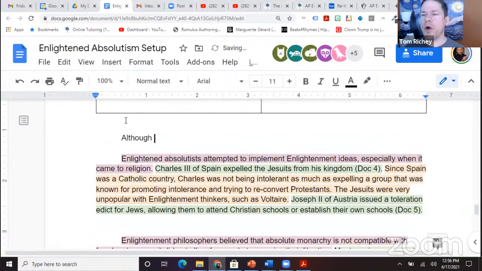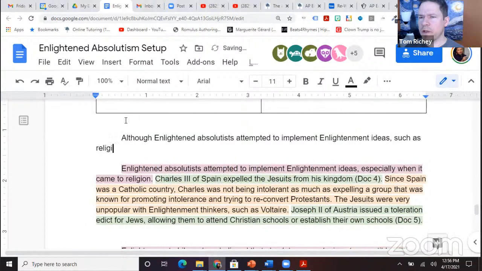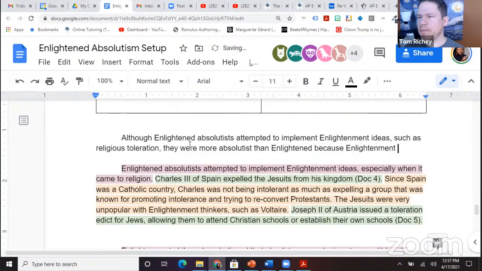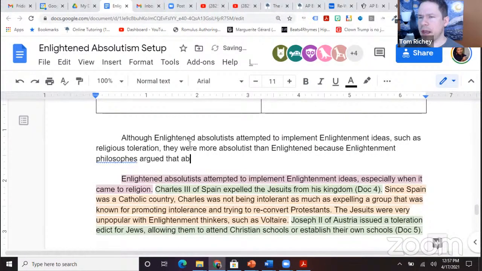So basically, although enlightened absolutists attempted to implement Enlightenment ideas such as religious toleration, we say here that they were more absolutist than enlightened, because Enlightenment philosophes argued that absolutism and freedom could not coexist.